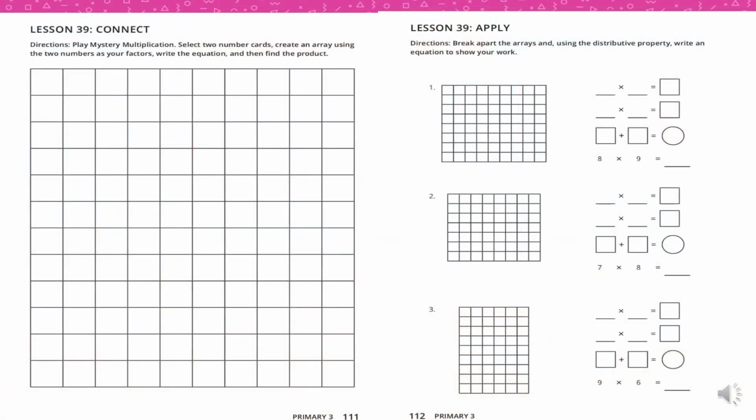Let's apply to it. First, we will draw an array with our numbers like this. If I have 3 rows and 6 columns, so 3 times 6 equals 18 square units. Let's apply together. We have here in page 112 large arrays. I wanted to break apart the arrays and use distributive property to write an equation to show my work.